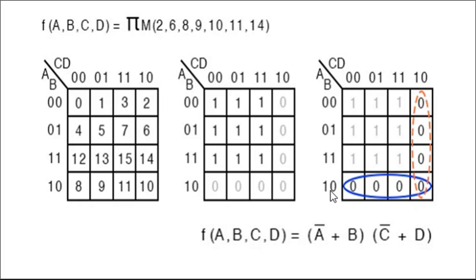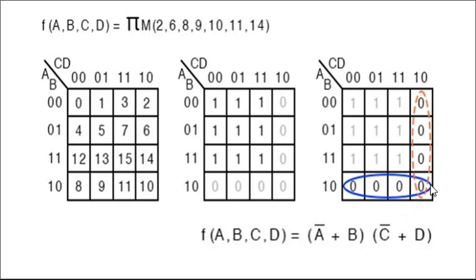Again I repeat, students make a mistake here. In SOP, what do you write? A into B bar. But in POS we take the complement and replace the AND operation with the OR operation. So that's why we mark A bar plus B.